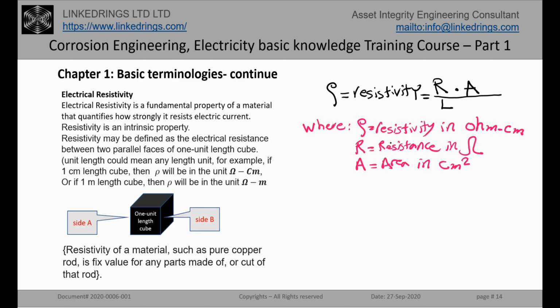So resistance R is in ohms, area is in square centimeters, and length is in centimeters. All the units which we are using here should be consistent. For example, we're talking here about the area and the length. Either we use square centimeter and centimeter, or we use square meter and meters. And then the resistivity units will follow. Either it will be ohm centimeter or ohm meters.